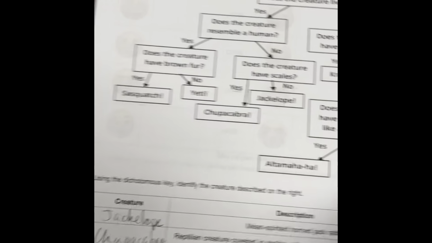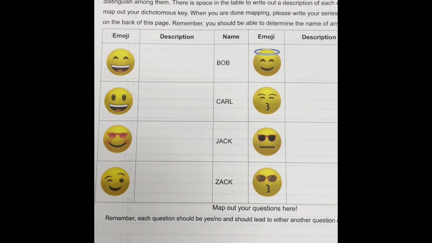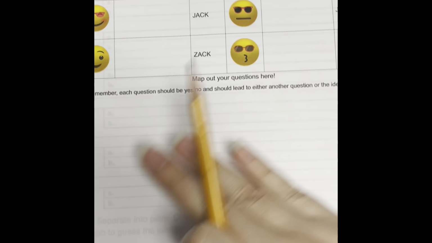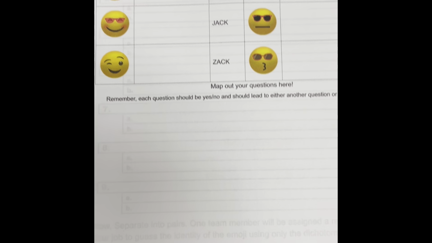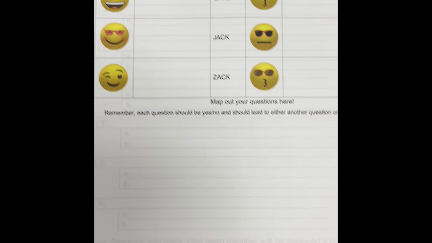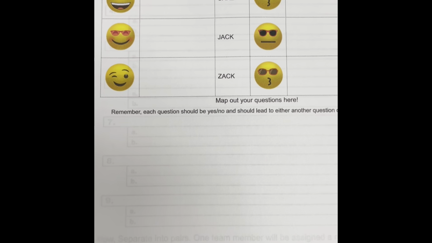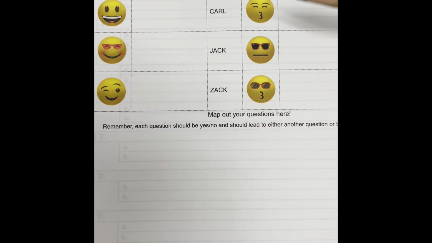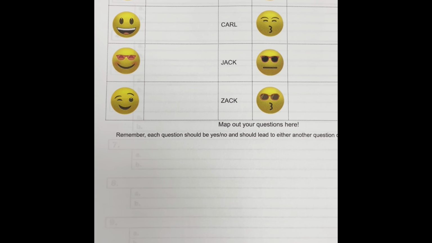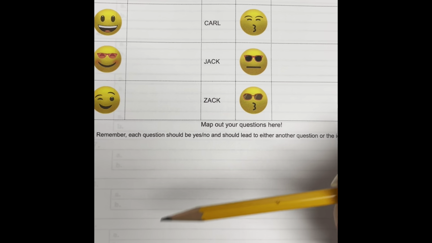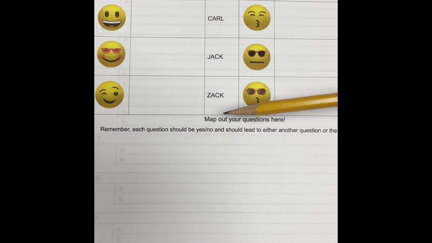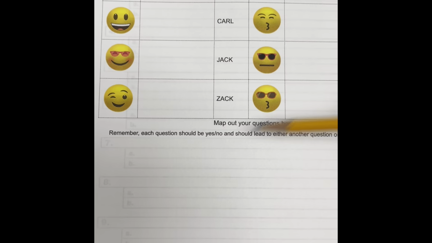What I want you to do right now, though, is we are going to build our own dichotomous key to help us identify these emojis. So what we're going to do here is just map out our questions first, and then we will put our questions into a dichotomous key. So what I want to do is go from the most general description to the most specific description. And I should be able to identify each one of these emojis by the end of my map.